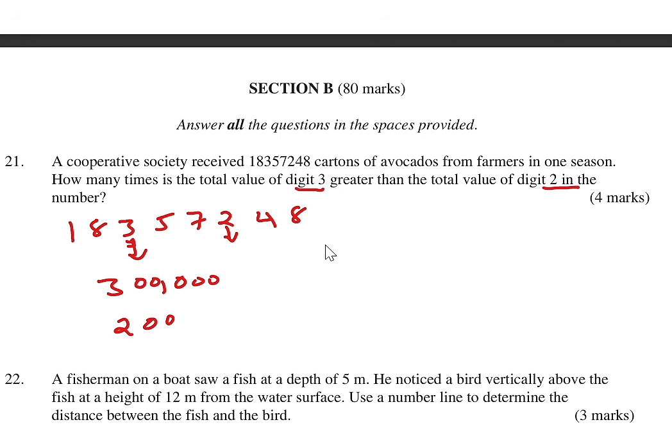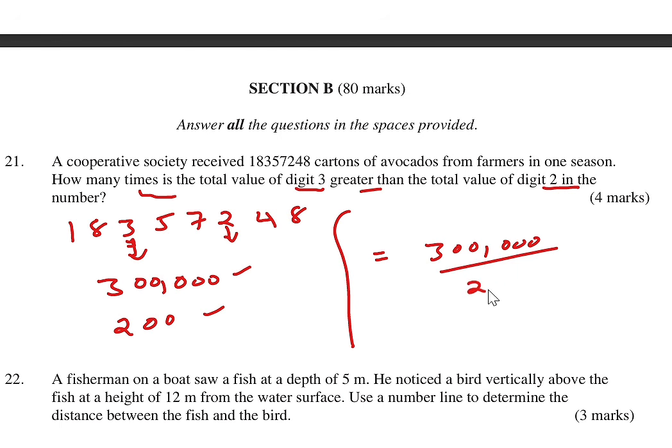So to get how many times? So how many times is the total value greater than? So you can see this one is greater than this. So nataka tujue ni mara ngapi. How many times? So we divide. 300,000 divided by 200. So we divide these two. You'll see it is 1,500. So the answer is 1,500. And you score those 4 marks.